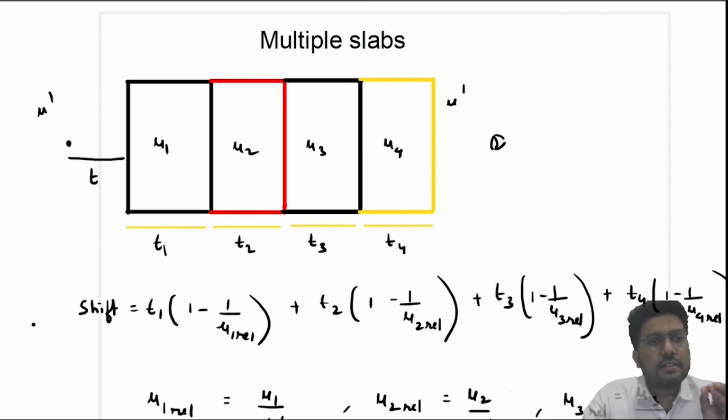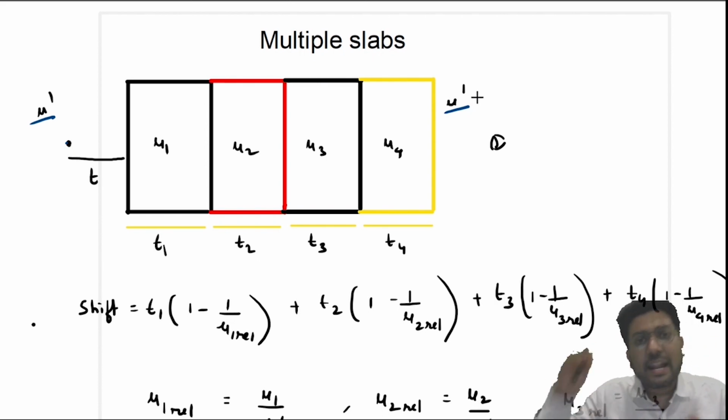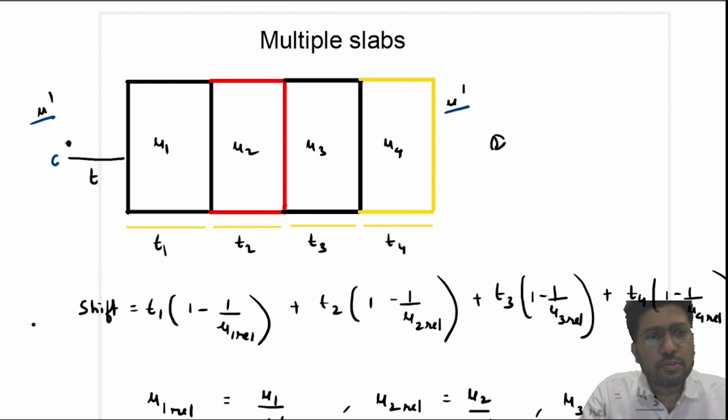Okay. So suppose this is the object and this is the combination of slabs, and here the medium is mu dash, here also the medium is mu dash. Again, the medium on both sides, the medium of the object and the medium of the observer, has to be the same for the formula to be applicable. Okay. Now again they are asking what is the shift in the position of the object.